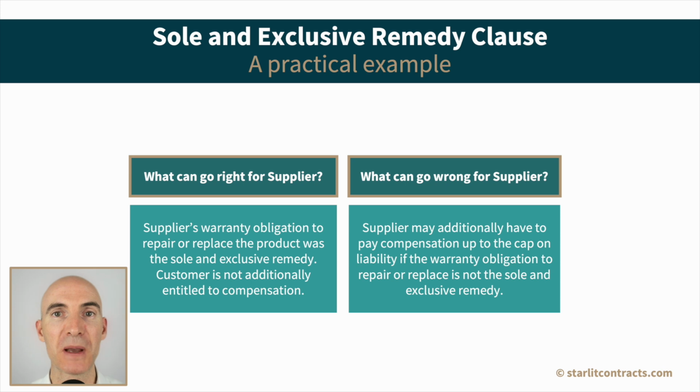What could go wrong from the perspective of the supplier in this situation? Well, if the parties did not agree to have a sole and exclusive warranty obligation, that would mean that the customer could pursue compensation against the supplier, potentially up to the value of any liability cap that applies in the contract. This could make the deal a really unprofitable one for the supplier.